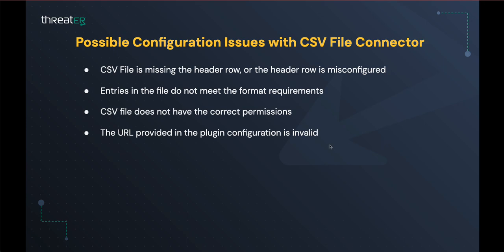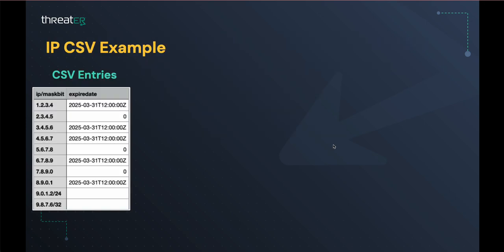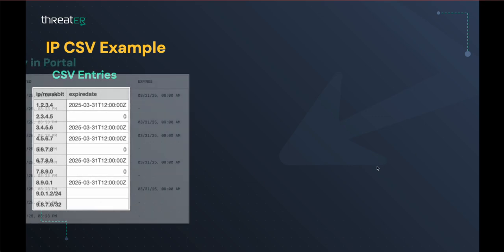I'd now like to review a couple examples of CSV file input and how those entries will be retrieved and displayed in the threatER portal. My first example is a CSV with IPs to create a block IP list. In this CSV, I have IPs that do not have mask bits included in the entries and a couple that do. I also have various entries for the expiration date. Some entries include an expiration date in the necessary format, while others are left blank or have an expiration of 0. How will threatER Enforce retrieve the data and display it in the portal?